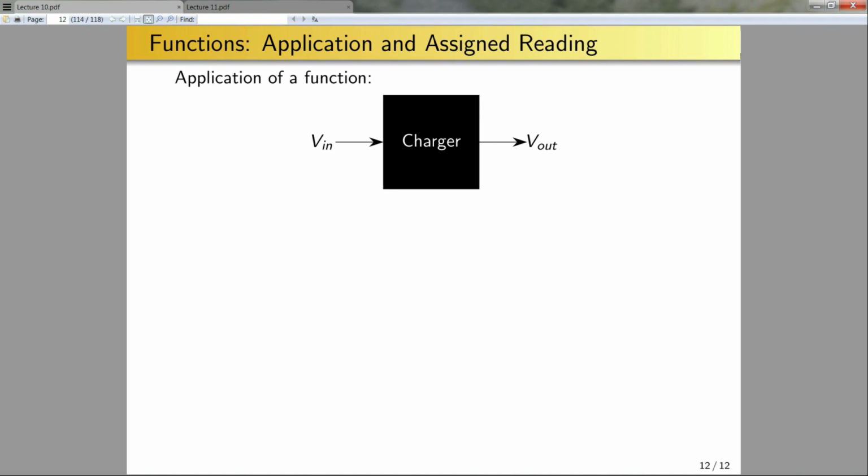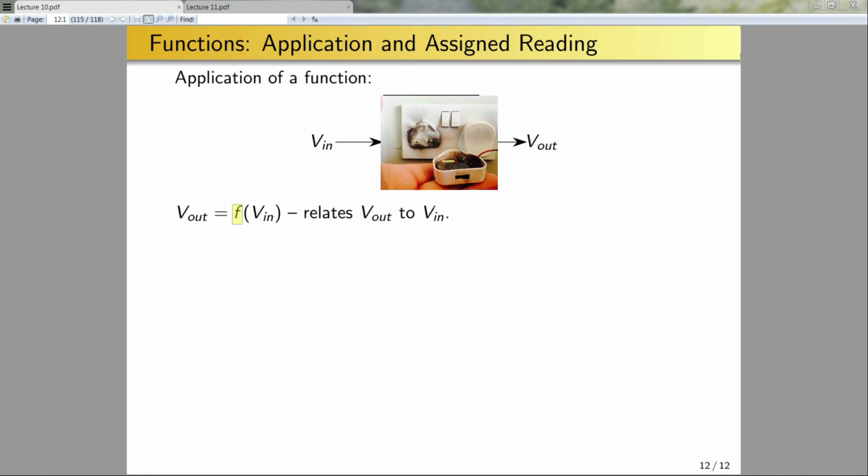Explicitly, voltage out is equal to f of voltage in, and this function f relates the output voltage to the input voltage. In practice, this will be a function instead of just a relation, simply because for any given input voltage, I only have one output voltage, given that the charger is not broken. If I have different output voltage depending on the input voltage, something's probably wrong.